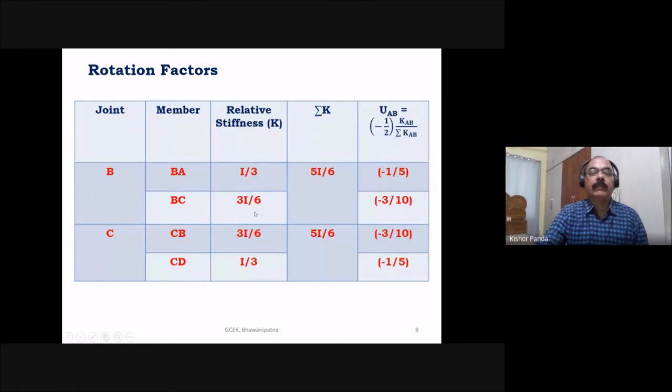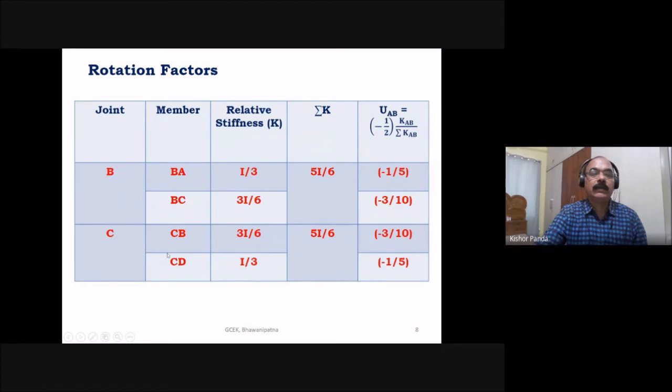Then after getting the relative stiffness of the members, you have to find out the relative stiffness of joint B and joint C. The relative stiffness of joint B you can find by adding the relative stiffness of the members meeting at joint B. Here at joint B, two members meet, BA and BC. So KB is equal to KBA plus KBC. KBA is I by 3 and KBC is 3I by 6. So I by 3 plus 3I by 6 is equal to 5I by 6.